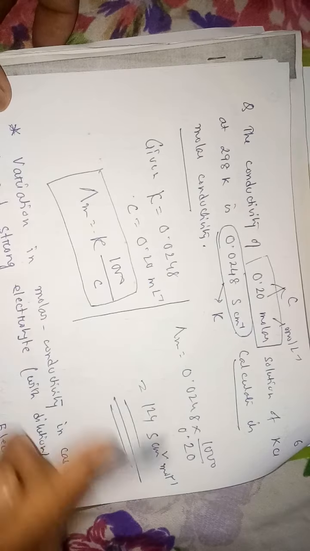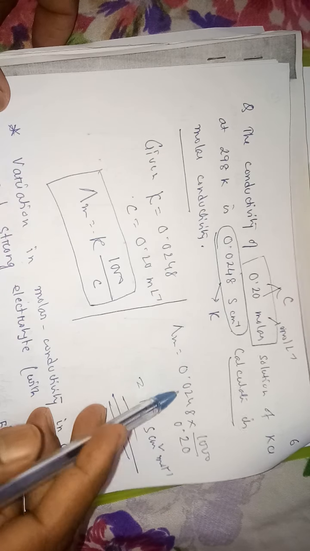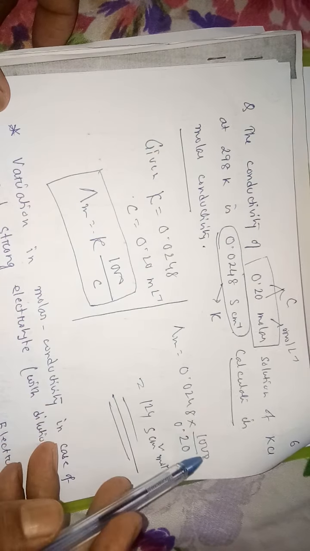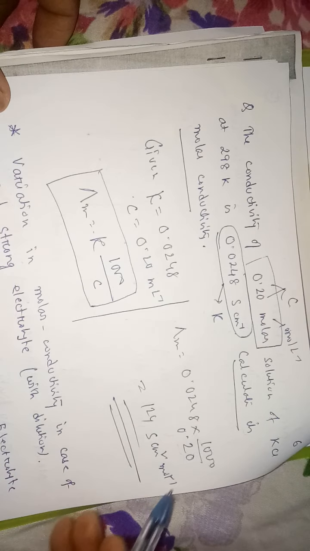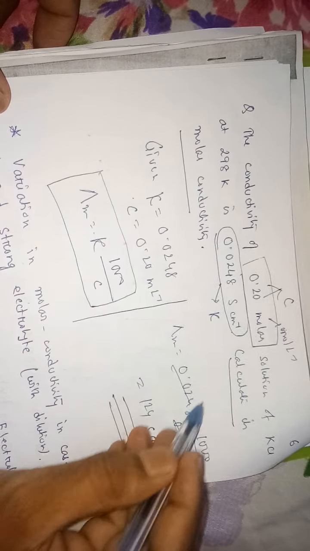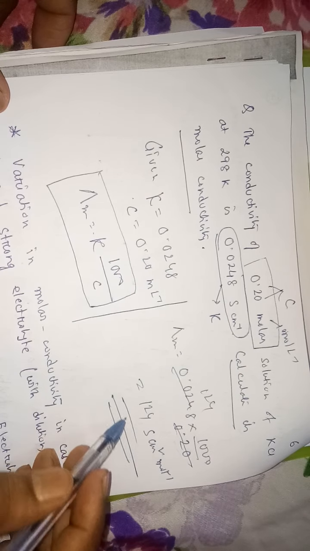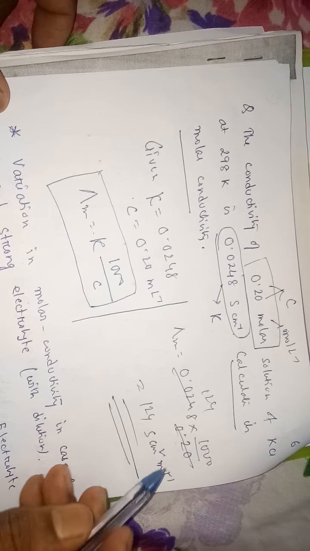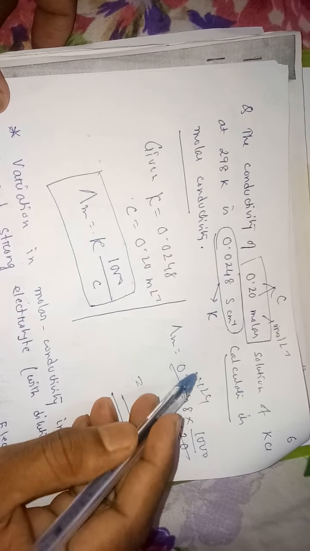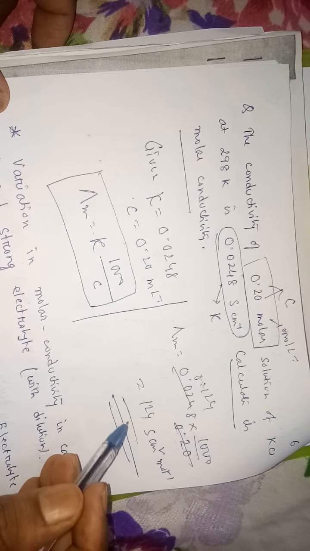Now given that kappa is equal to 0.0248, C is 0.20 moles per liter. So what is lambda m? That we have learned, kappa into 1000 by C. Now lambda m equal to kappa 0.0248 into 1000 by 0.20. If you cut that one, you will get 124. So 124 Siemens cm square mole inverse.